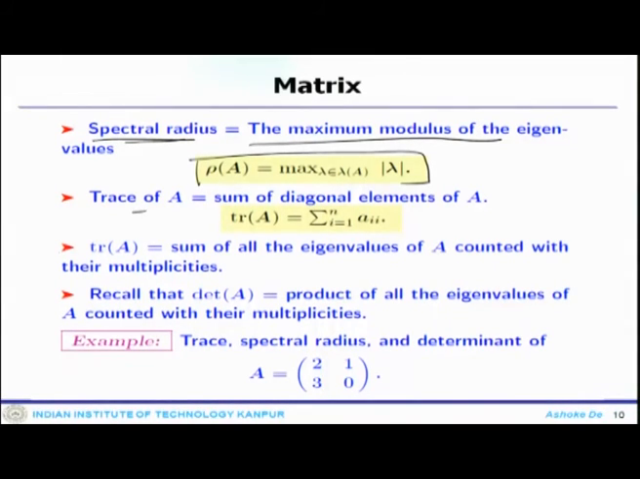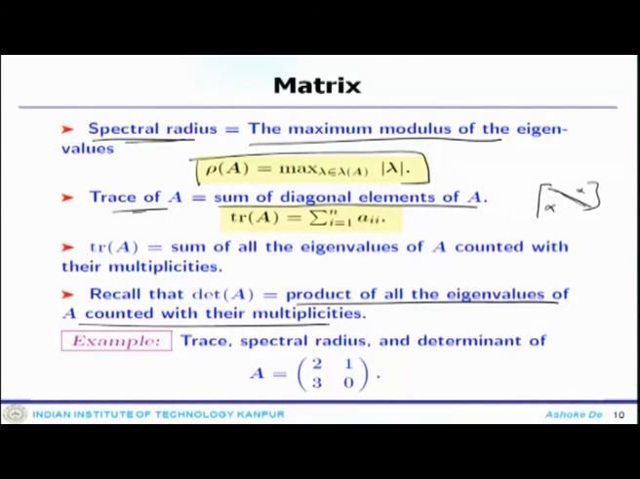Trace of A is written as the sum of the diagonal elements of A. So if I have A and some diagonal elements sitting there, the trace is the sum of those. And the determinant of A would be the product of all the eigenvalues of A counted with their multiplicity. That means if I find lambda 1, lambda 2 and so on, the product of those is going to be the determinant of A.